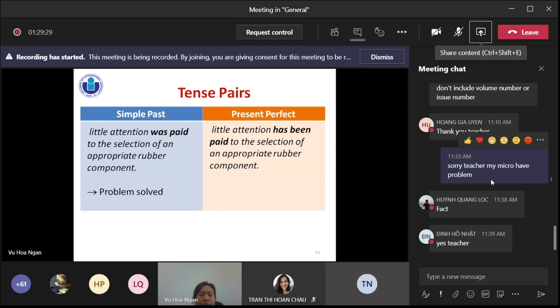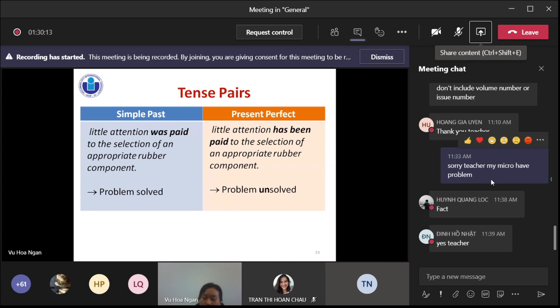So if you say people or students had difficulties in online learning, and you use simple past, that means students had difficulties, but they don't now. That means they don't have difficulty anymore, so that is the problem solved. So if you use the past, you imply that the scenario or the action or the event is already completed.